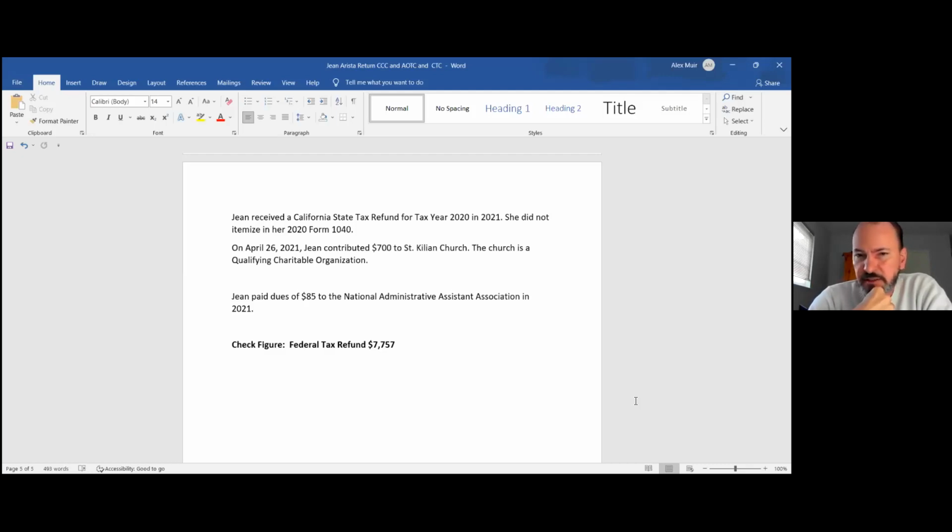And we know that St. Killian is a qualified charitable organization. If there's any doubt about someone donating to a qualified charitable organization, you can do a number of things. You can ask for a tax identification number. You can go to the IRS website and you can drill down to all of the qualified charitable organizations in the United States.